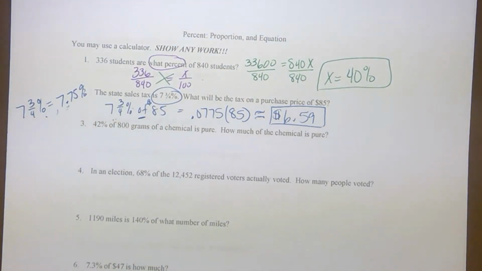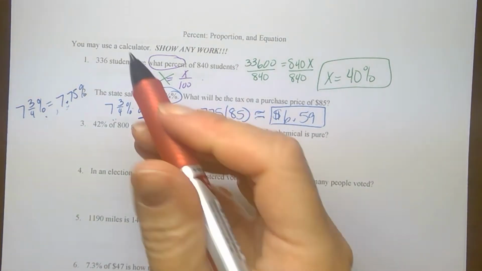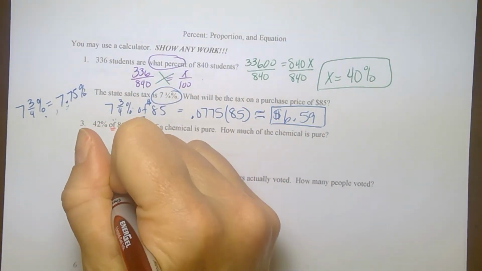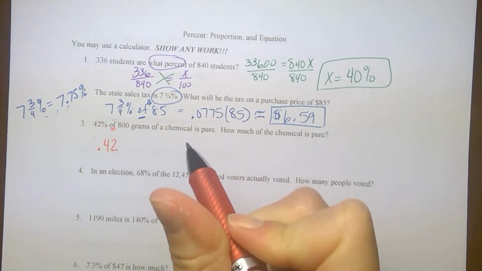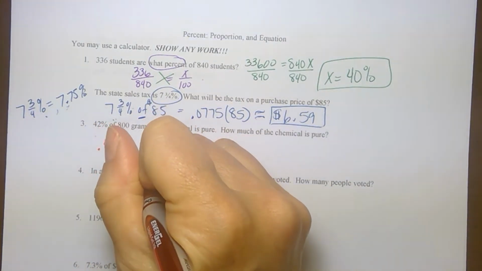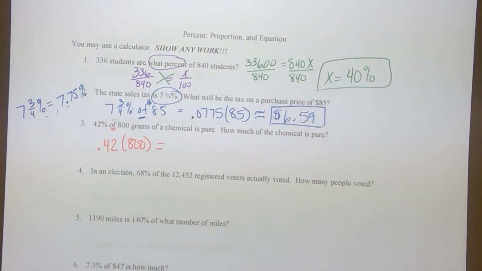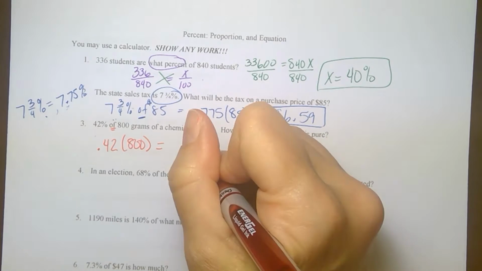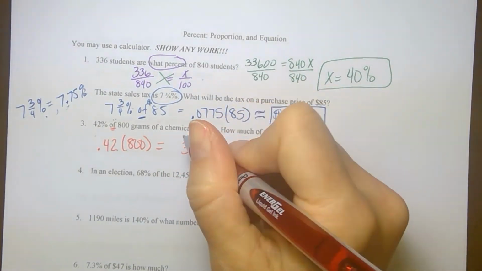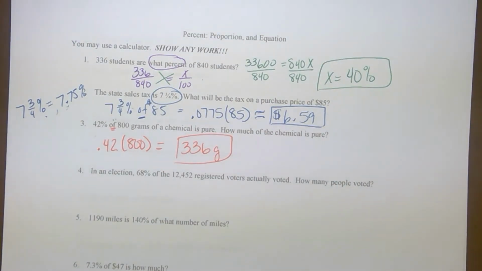All right, 42% of 800 grams. How much of it is pure? Well, 42% of means to multiply. Remember that we turn our percent to a decimal. So I move that decimal 2 places back to the left, and I have 0.42 times 800. That's what I plug into my calculator. That's what I need written down to show. That comes out to be 336, and I'm going to use G for gram.